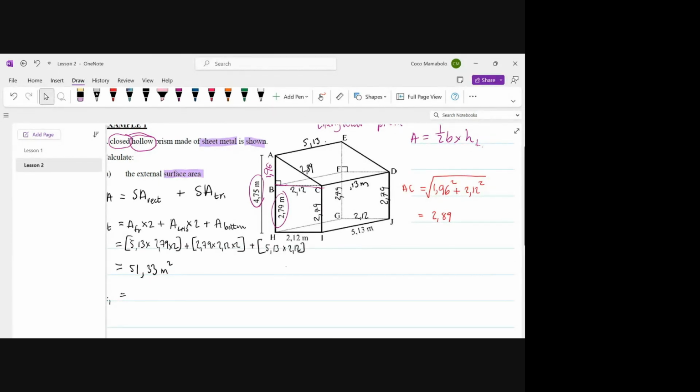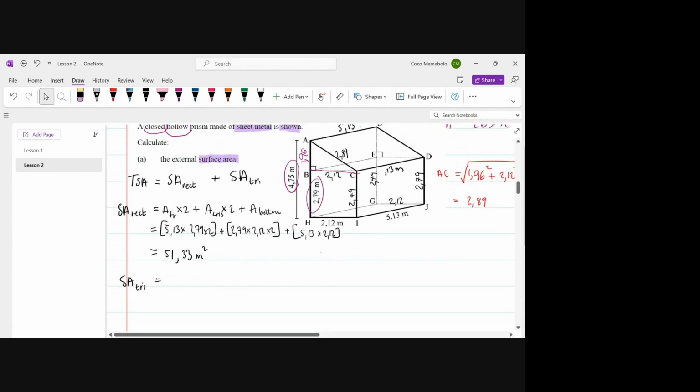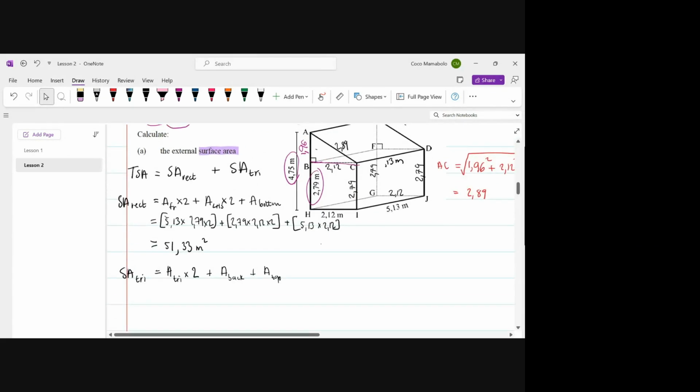All right, and that sets us off. We can calculate the surface area of the triangular prism. I know that's going to be the area of my two triangles times 2, this triangle and the one at the back, plus the area of the back, it's a rectangle, we know that, plus the area of the rectangle on the top.